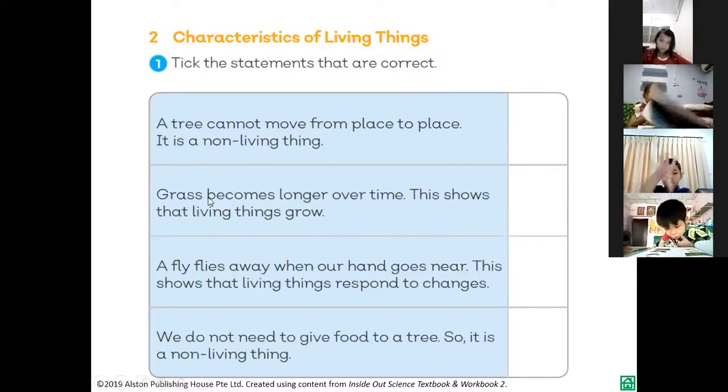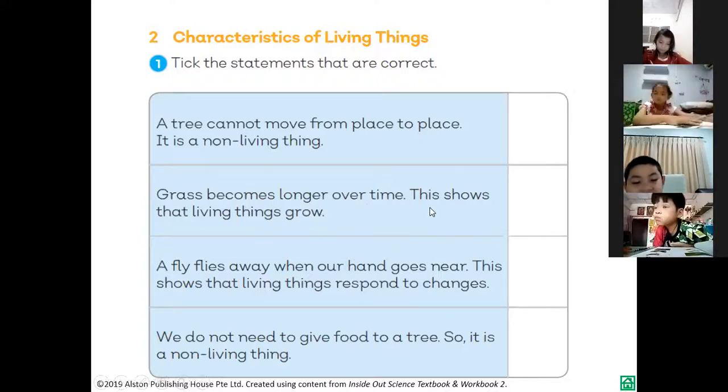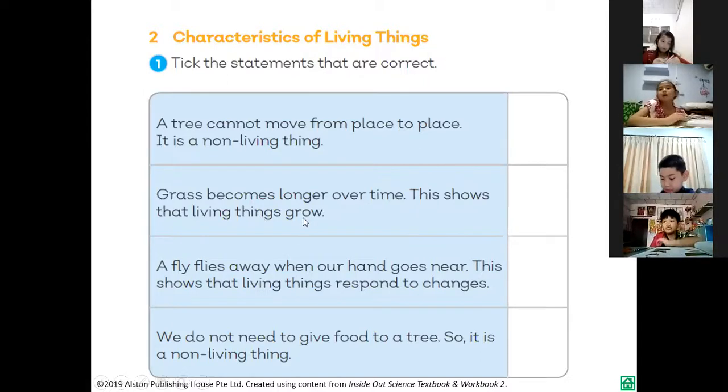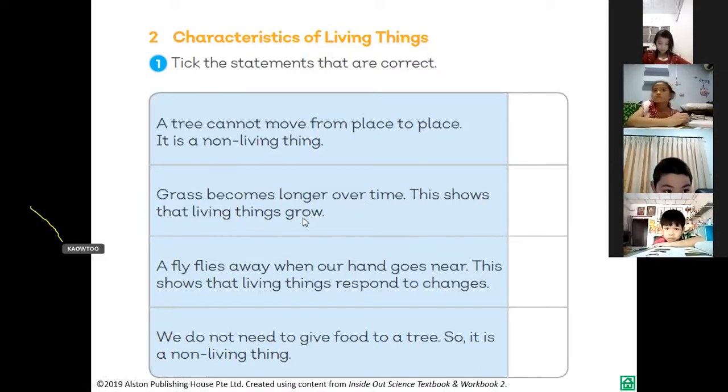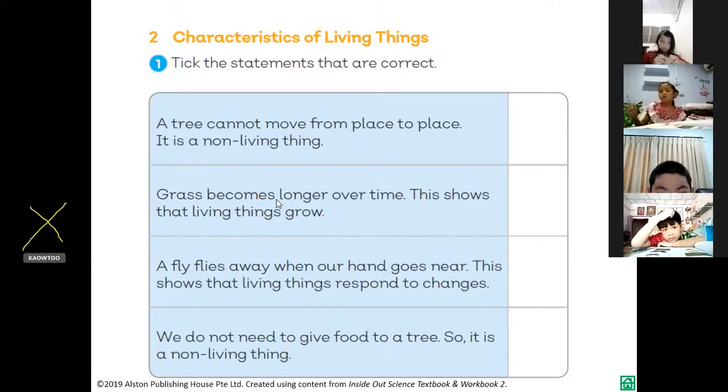Second, grass becomes longer over time. This means that living things grow. So grass will grow. Is it not living or living? Okay, so that's correct. So you can write a tick.